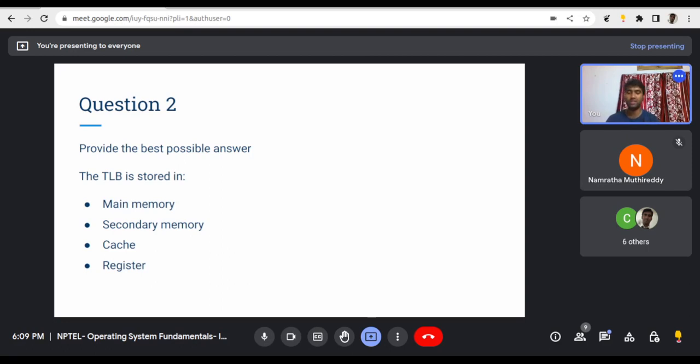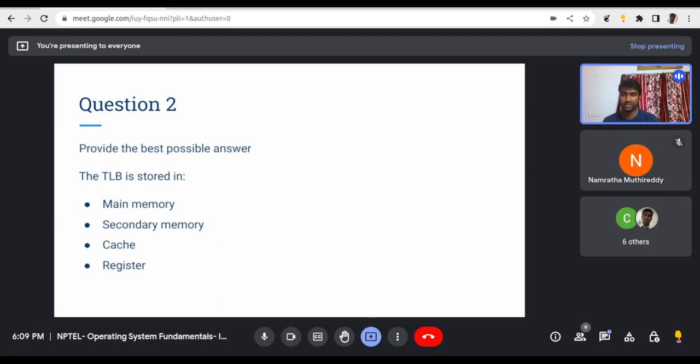So that avoids the double access of the main memory, primary memory, not the secondary memory, and that speeds up the process of accessing a frame from the main memory. So that speeds up the whole process. We will look at a few more numericals also, how that reduces the effective access time. So let's go into the second question for now.